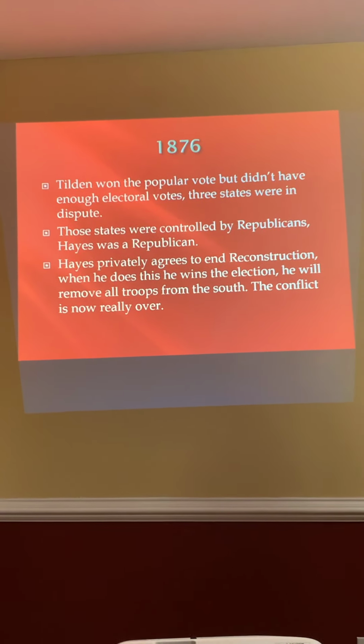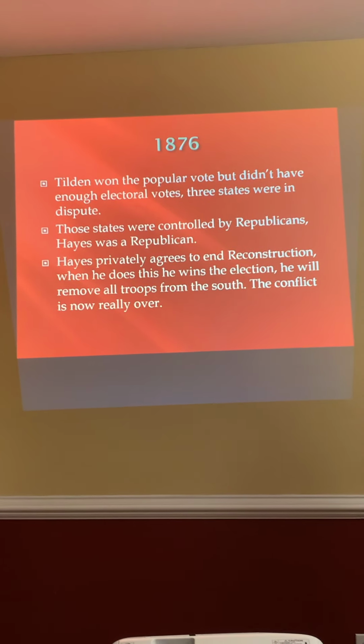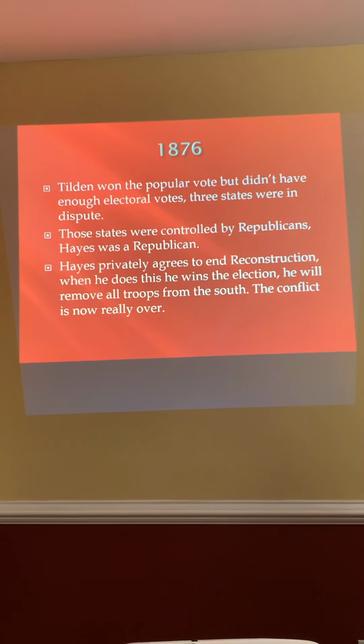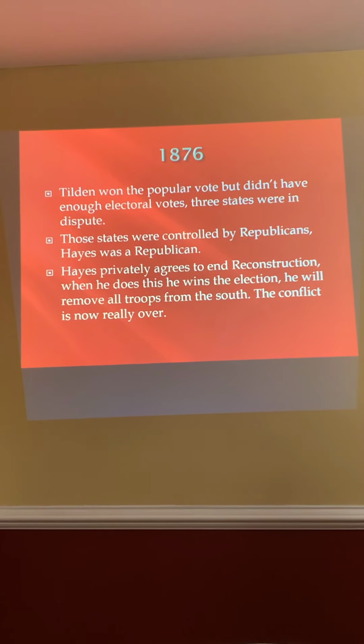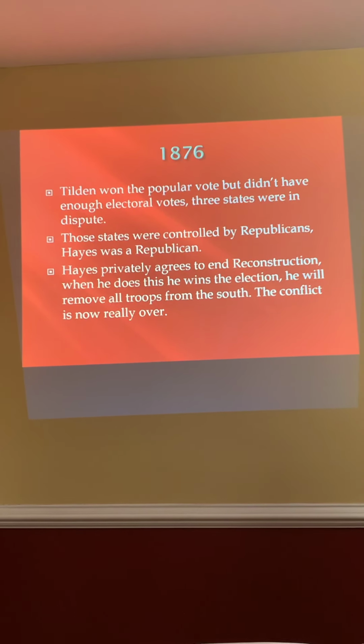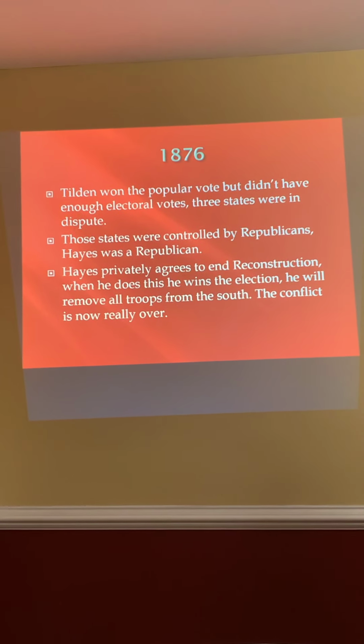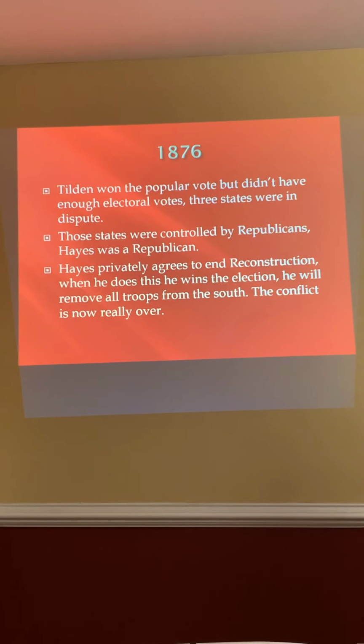Tilden wins the election, wins the popular vote. But he doesn't have enough electoral college votes, and this is kind of what's happening. We've seen this happening a little bit more in the last few elections that we've had. Three states are in dispute, and those states are in control of the Republicans. They're the ones that have the power in those states.